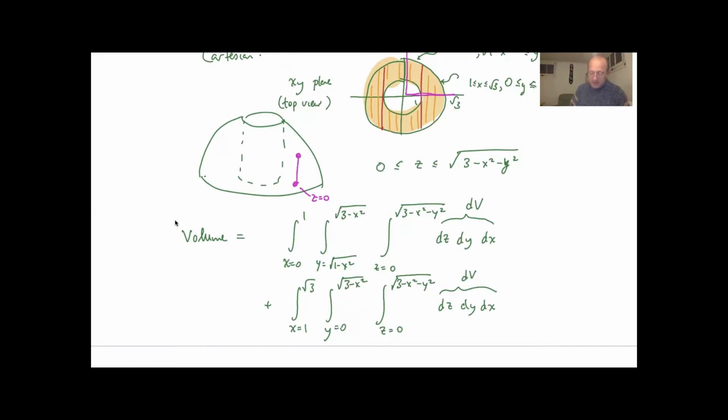These two integrals together capture all the volume over the first quadrant. So to capture all the volume, we better multiply by 4.